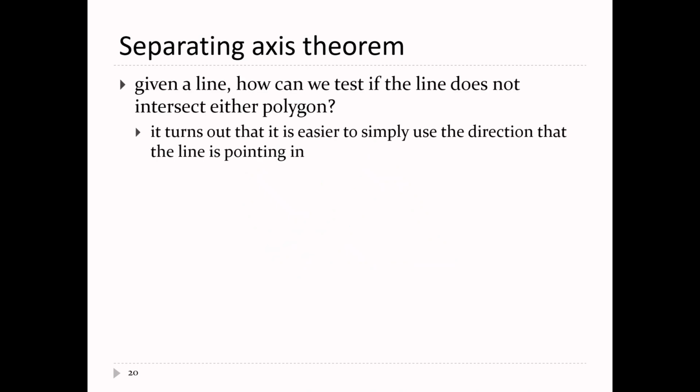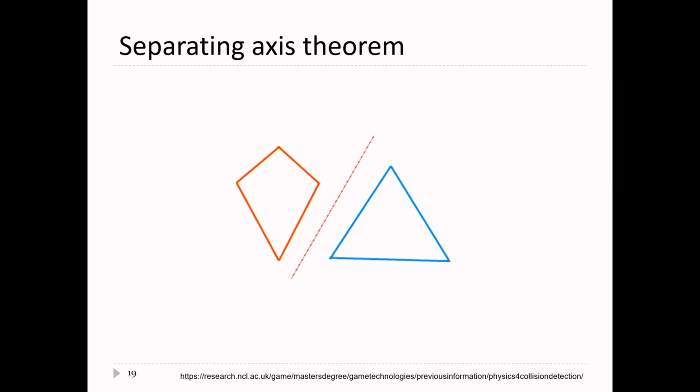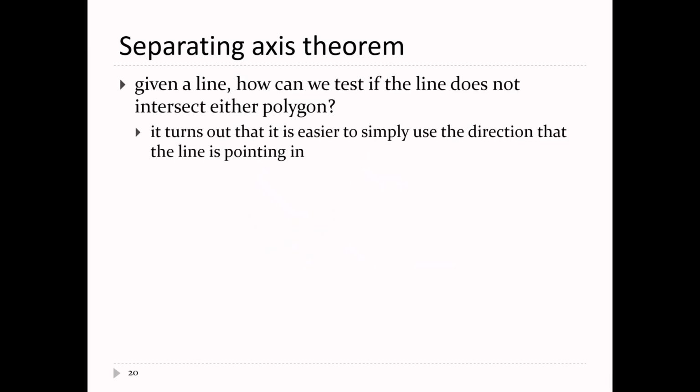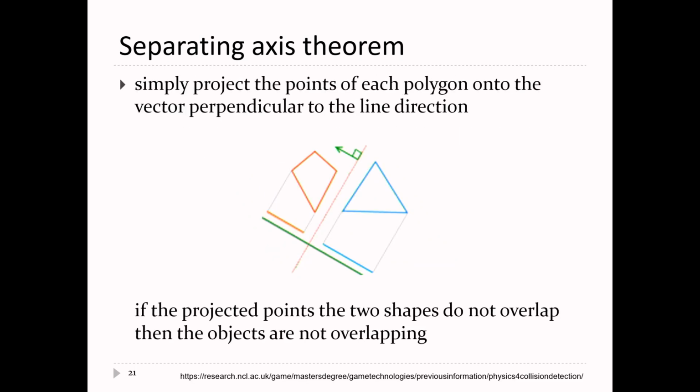There's a better way to do this. It turns out it's actually simpler to use the direction that the line is pointing in. In other words, I'm interested in this direction here, and more precisely, the direction perpendicular to it. So I'm really interested in the direction that's normal to this line. And it doesn't matter which way it points. It can point this way, it can point this way. As long as it's perpendicular to the line, everything's fine. And so here's a picture of that.